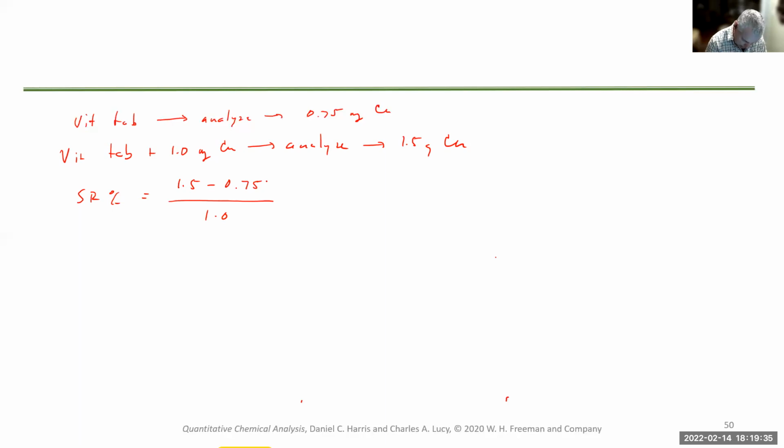This is the amount that was there. This is the amount that you measured. This is the amount that you spiked. And it's times 100%. And this is equal to 0.75 over 1.000 times 100%, which equals 75%.